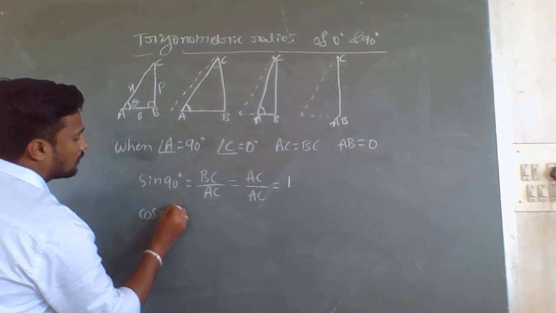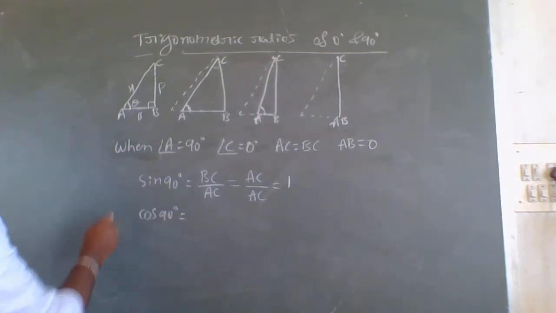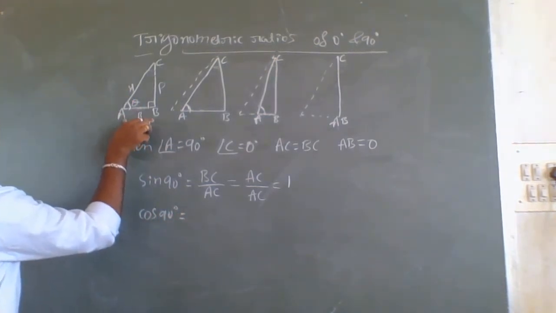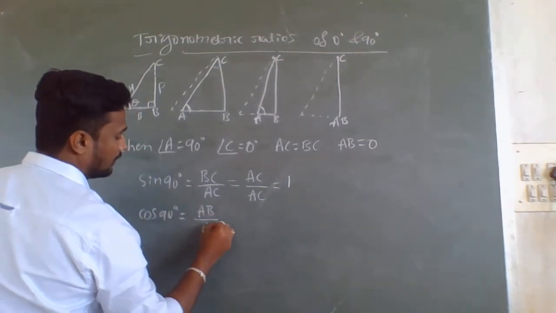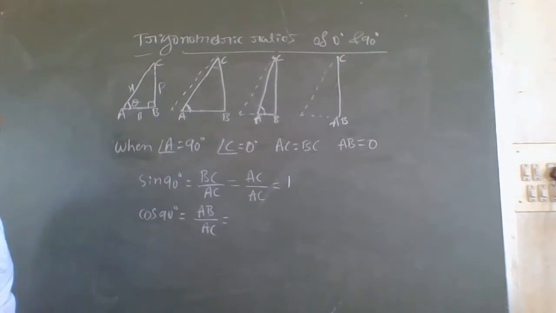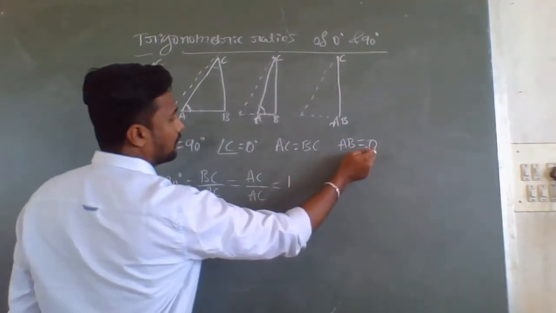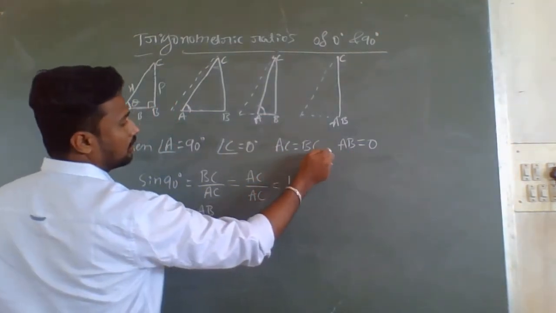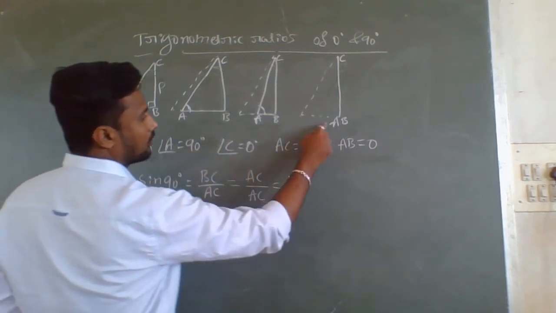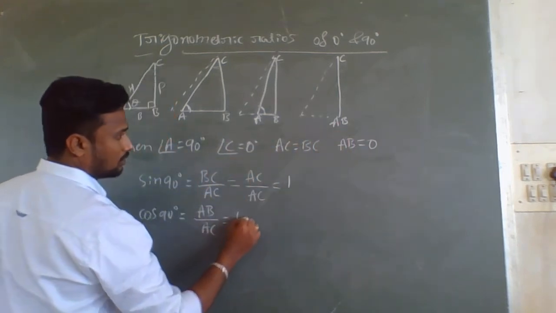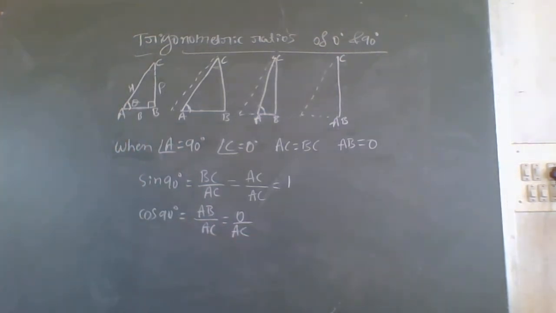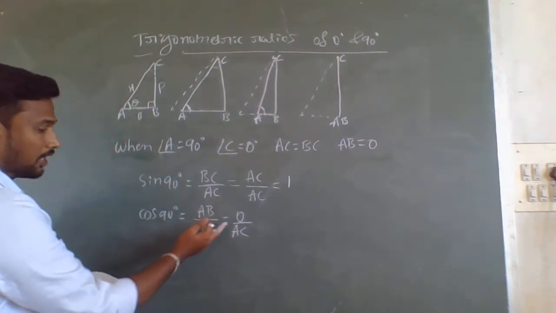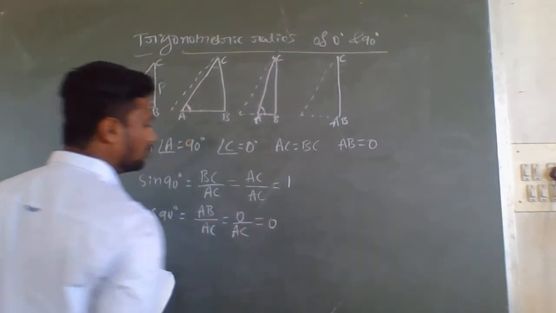Now cos 90. Cos 90 means base by hypotenuse, so AB by AC. We know that the length of AB equals 0 when angle A is 90 degree. So 0 by AC. Always we know that 0 by anything equals 0 only.